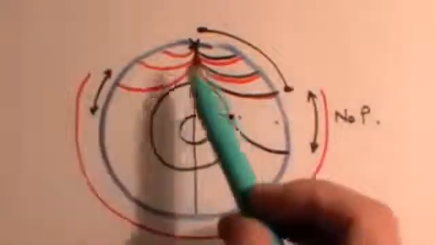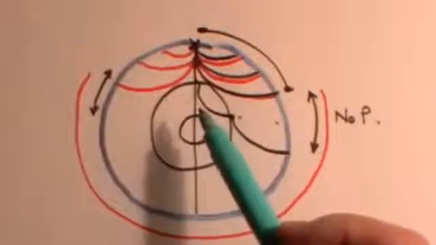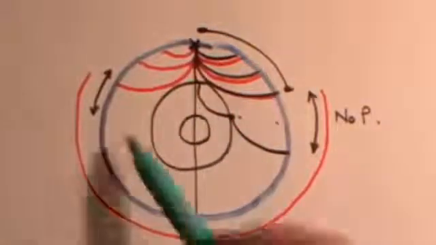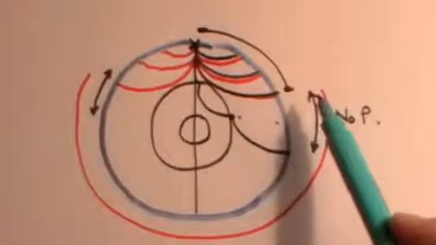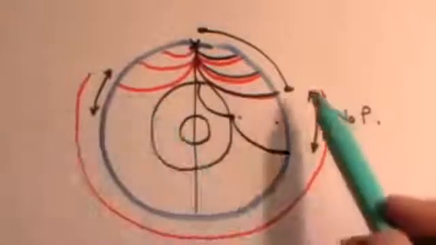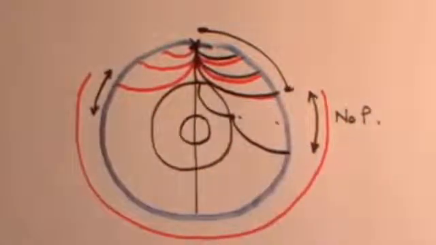S waves only can occur in these regions because they cannot go through the liquid outer core. So you'll notice that there's a huge chunk of the Earth where you can't get an S wave, and that there is a band on the Earth where you get neither an S wave nor a P wave.